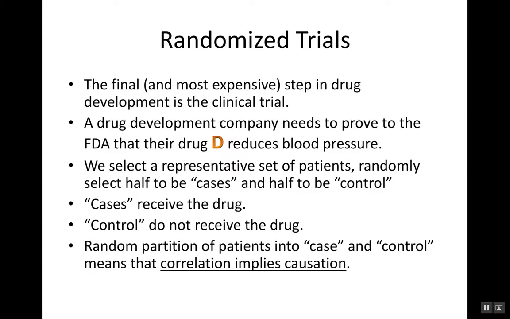The random partition of the patients into case and control is what helps us show that what we're talking about here is causation rather than just correlation, right? Because we're controlling the causal reason for something, and if there is now a correlation, we can deduce that there is a causal effect.